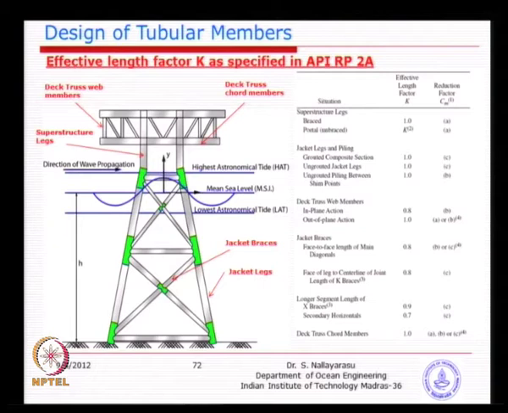Only theoretically will you have an effective length factor of 0.5, whereas in most practical designs we may have 0.6, 0.7, 0.8, depending on how much rotational restraint you are able to achieve. In tubular construction, achieving 100% rotational restraint is very difficult.